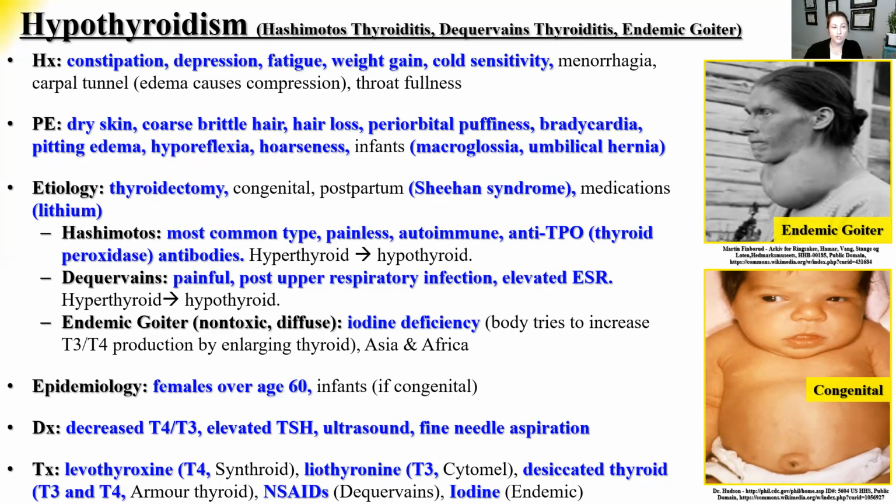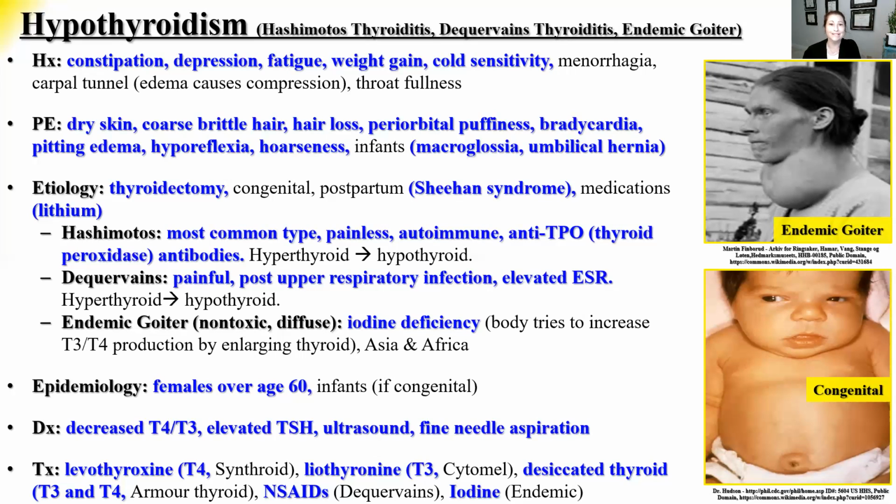The most likely person to get Hashimoto's thyroiditis is going to be females, and they're usually going to be younger, but overall in these, females over the age of 60, and then infants if it's a congenital form. Hypothyroidism, the T3, T4 is going to be low, and the TSH is going to be elevated because the pituitary is trying to get the release of it, but it stays low. Ultrasound of the thyroid, and then a fine needle aspiration to try to figure out what could possibly be the cause of this.